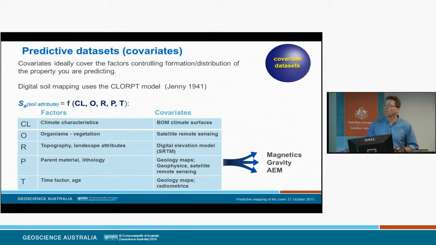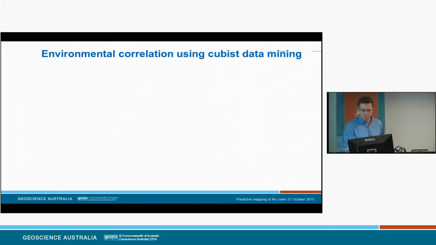Soil is the upper part of the regolith. We can use this overarching framework to do our predictions. Our depths are much deeper, our properties are different, and we have a richness of information which inform on particularly the parent material and the lithologies, magnetics, gravity and airborne EM. So broadly we can use a similar sort of approach, albeit for a very different application. So now I'm talking about environmental correlation. This is about using predictive data sets to actually predict the thing that you want to map spatially.